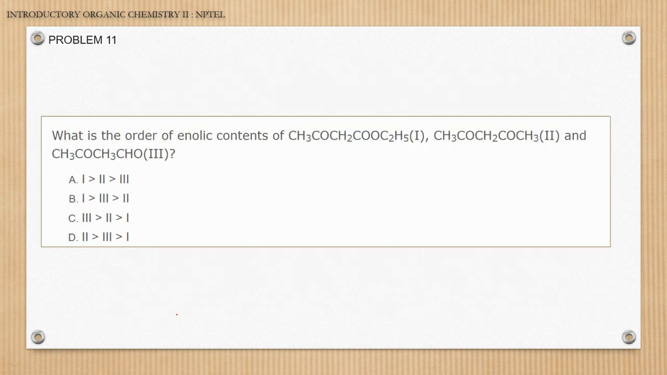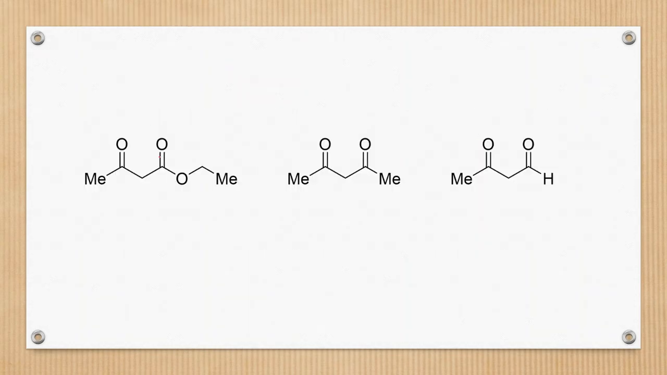So coming to problem number 11. In problem number 11, they are asking you what is the order of enolic content of these particular compounds: ester, ketone and aldehyde. So this is your ester, this is your ketone, and this is your aldehyde. Now you have to find out the enolic content. What do you mean by enolic content? Here I have just focused on these particular conformations. This is your first, this is your second option, and this is your third option.